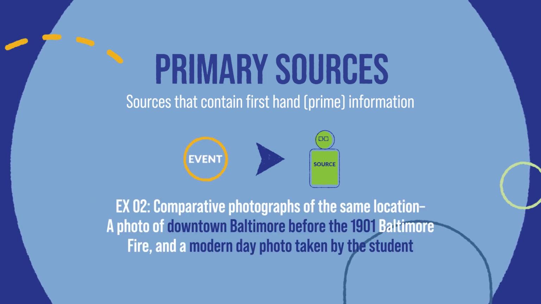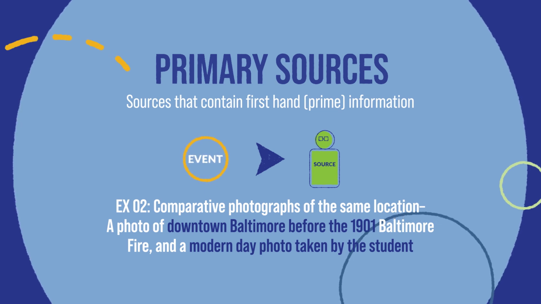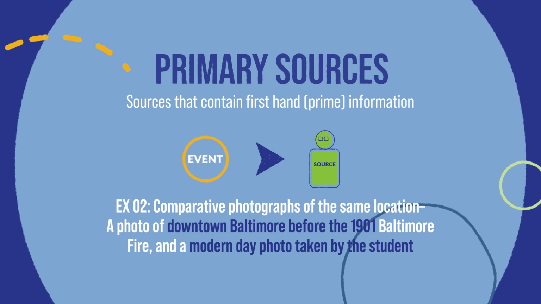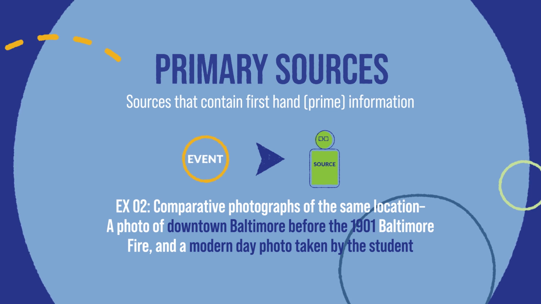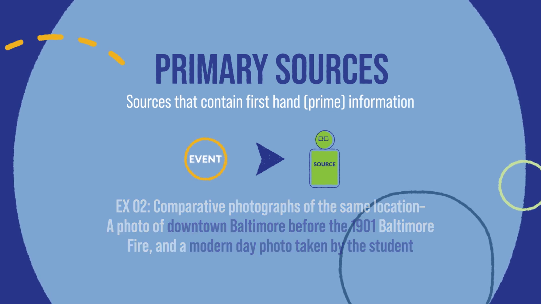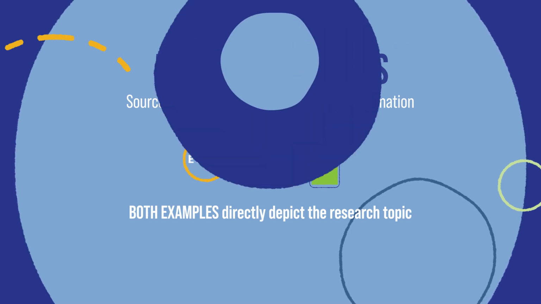A student may also choose, for example, to compare two photographs of the same location next to each other. For example, a photo of downtown Baltimore taken in 1901 before the Great Baltimore Fire, and a modern-day photo of downtown Baltimore in 2022 that maybe they took themselves. Both of these would be considered primary sources because it shows the actual evidence that we're looking at.